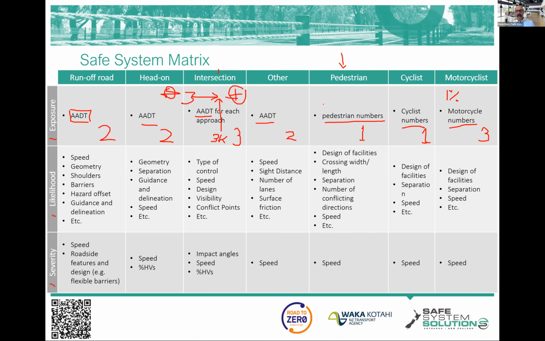But we go into then likelihood of crashes. Now, you can see here factors that could influence the likelihood of crashes for these different crash types: speed, geometry, shoulders, barriers, offset to hazard, guidance and delineation, etc. So it's not saying that that's the full list, but there are some examples of things. If we're thinking about pedestrians, design of any crossing facilities, the distance to cross, whether there's separation or not, what's the distance of separation, number of conflicting directions, speeds, etc.